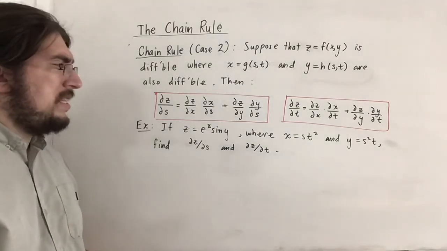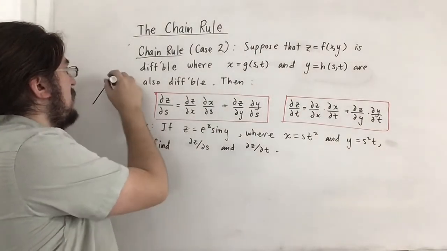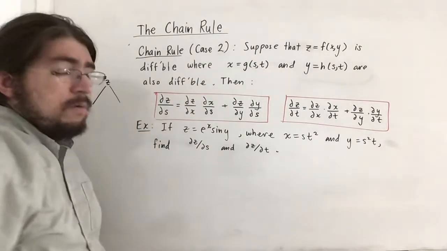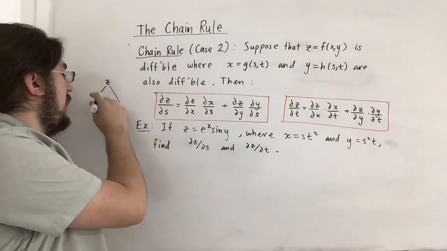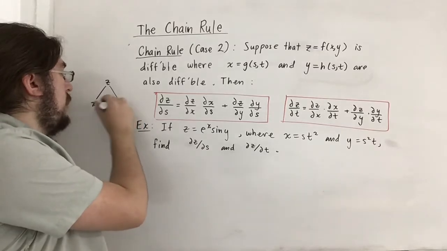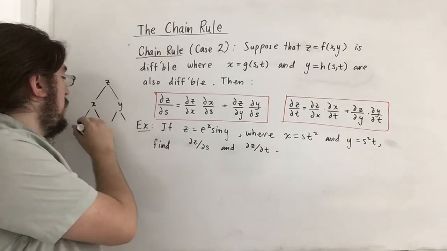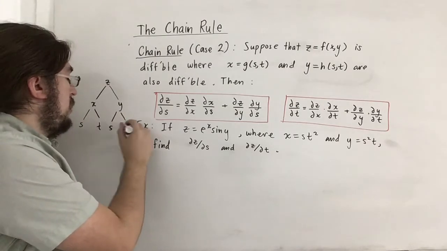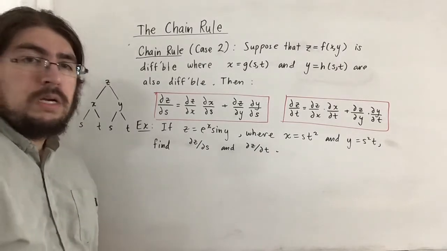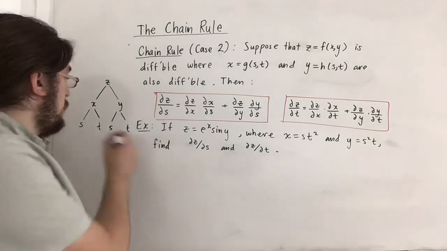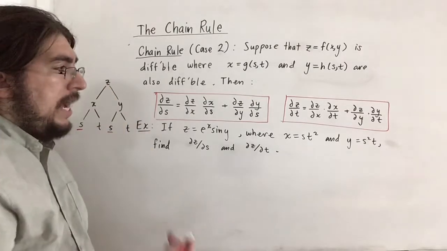There is something that people tend to remember that I think is pretty useful. If we have this kind of tree showing which function is dependent on which variables, notice z is dependent on x and y, but they're intermediate in the sense that x and y are each dependent on s and t. If you wanted to take derivatives along each of these branches, say the partial with respect to s, then you need to land on s with each partial branch, and then add those results.